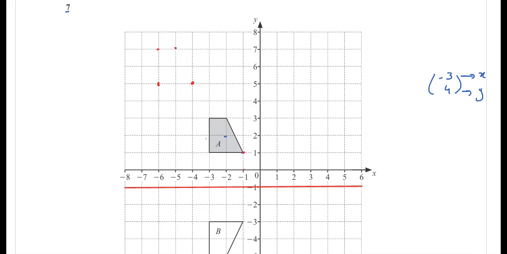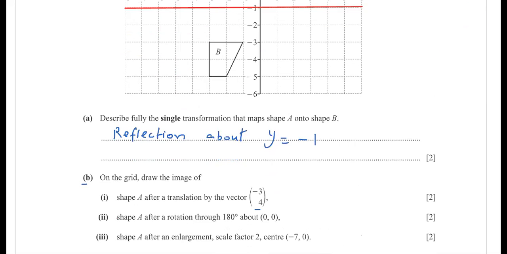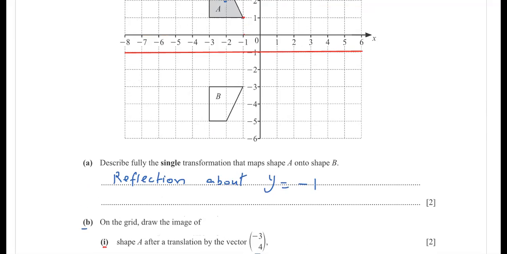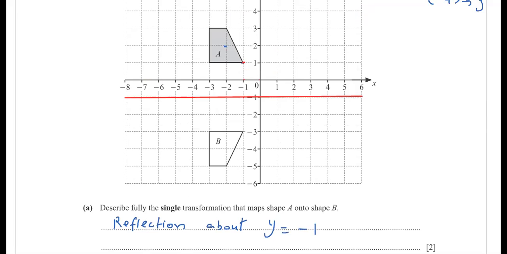So you can see we translated this one, and in translation just its position changed, but the shape remained the same. So part B1 is done. Now part B2: the shape A after rotation 180 degrees through 0, 0. Now we have to rotate this shape about 0, 0 through 180 degrees.